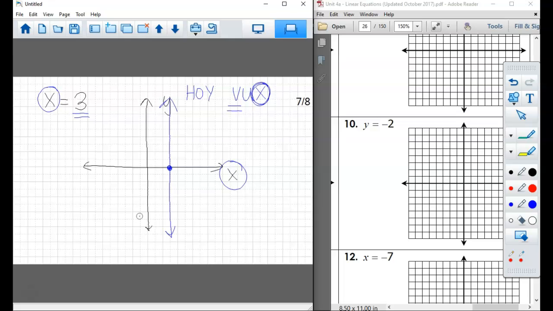All right, so that is horizontal and vertical lines. Each type of equation will only have one letter, so only an x or only a y. And that tells you which axis it will cross and where it will cross. If there are any questions, please be sure and let me know.